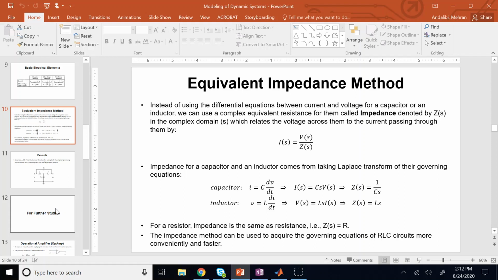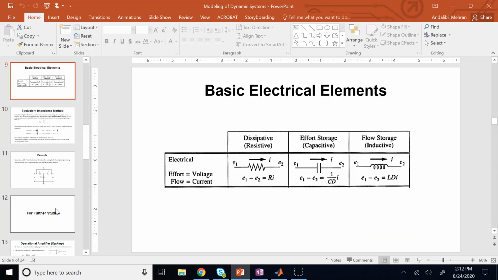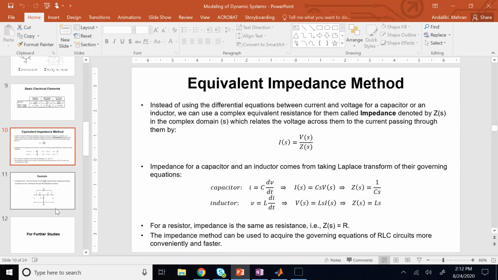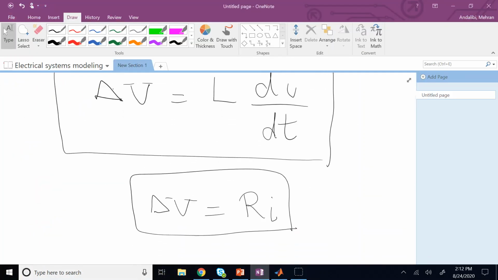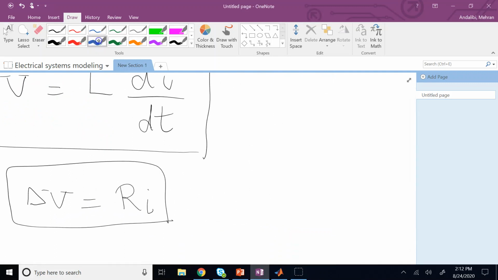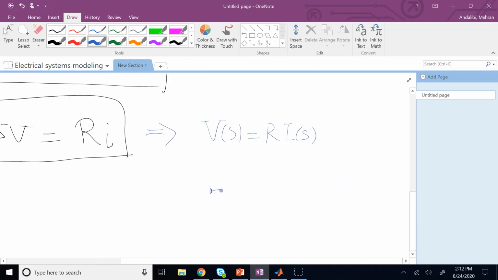All it does is take the Laplace of the current-voltage relation for these three elements, and we directly treat all three of them as a resistor. So what do I mean? If I take a Laplace from the governing equation of a resistor, you see that V of S is equal to R times I of S, assuming that R is constant. So the resistance here is defined as V over I, of course, right?